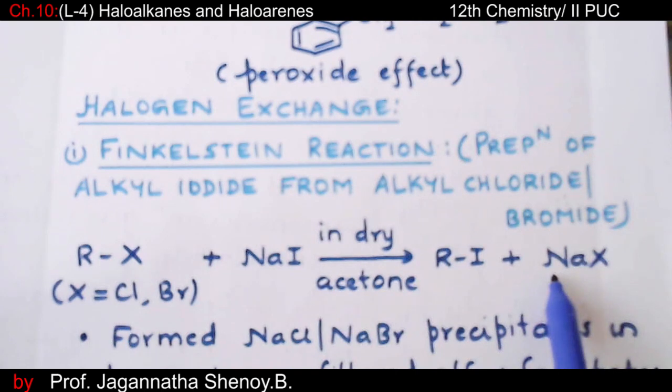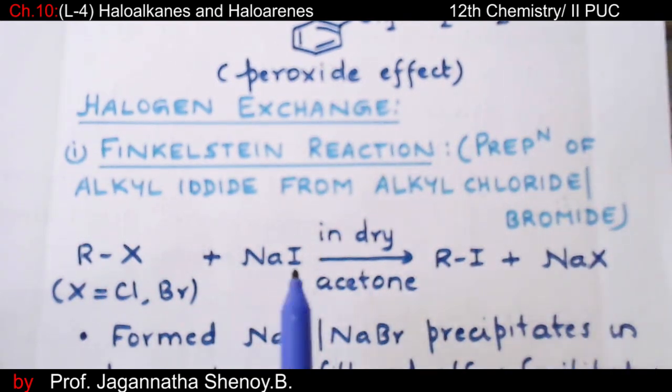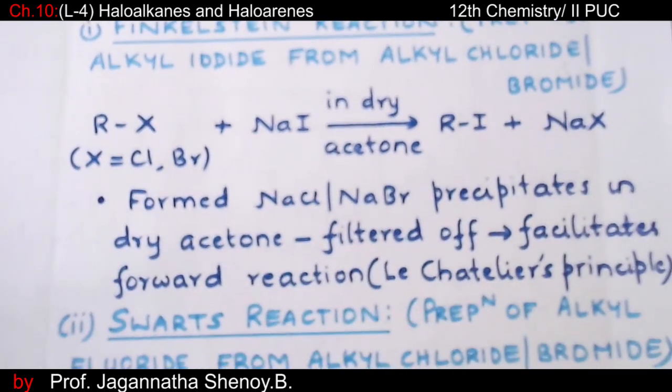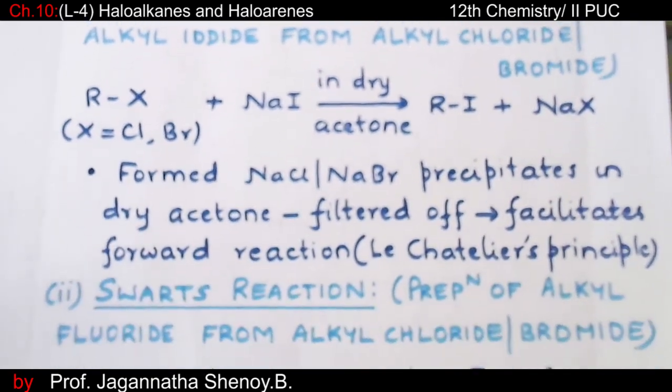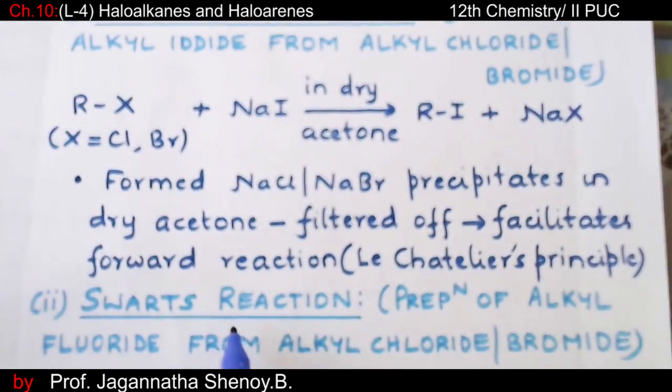The concentration of sodium chloride or sodium bromide decreases, and according to Le-Chatelier's principle, to compensate for the decrease in the concentration of NaCl or NaBr, the equilibrium shifts in the forward direction. So that's what I have written over here. Formed NaCl or NaBr precipitates in dry acetone, so we can filter it, and because of that, forward reaction is favored. The next one is Schwartz reaction.